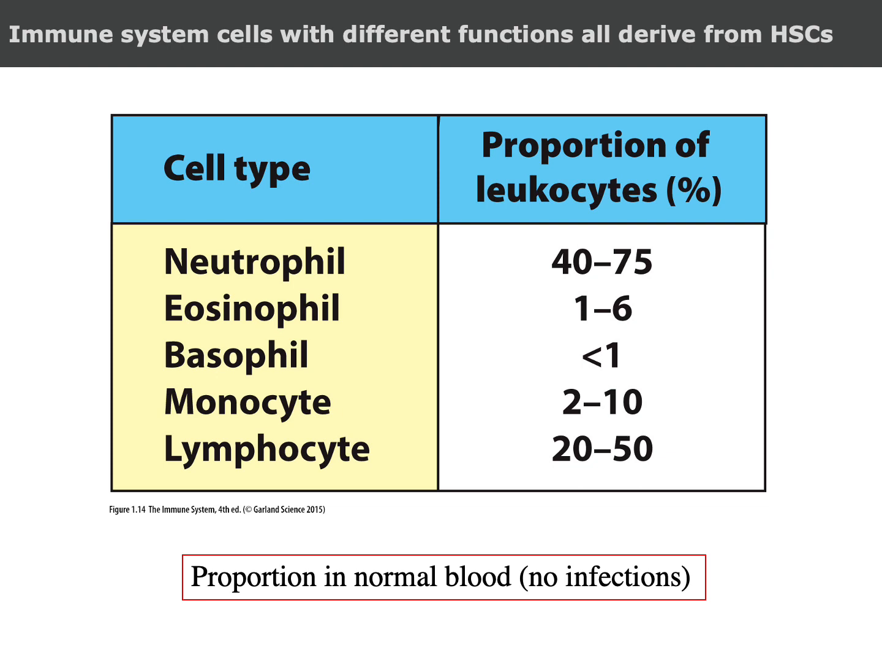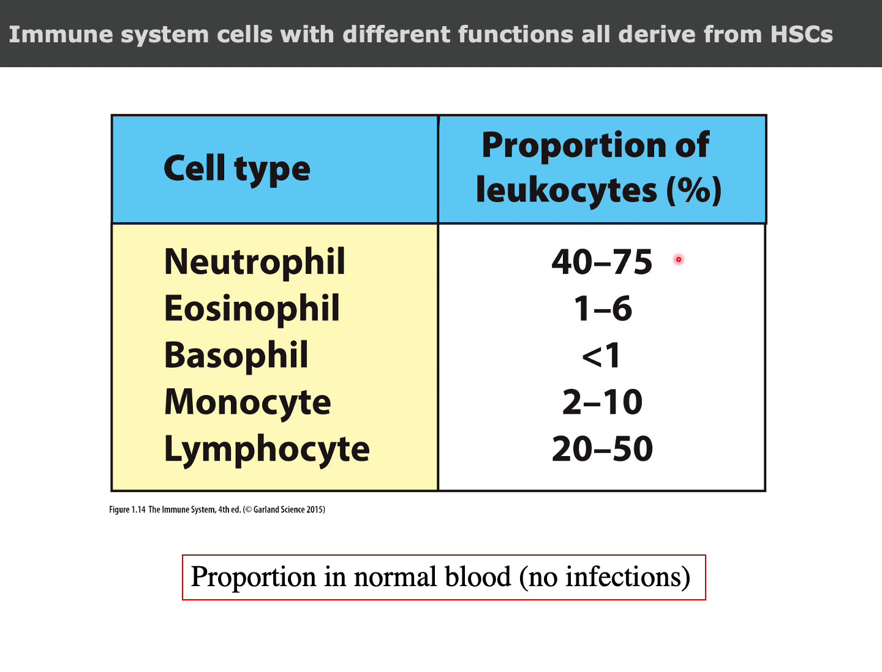Now, again, all of these cells derive from hematopoietic stem cells, but I do want to give you an idea of how prevalent they are, right? So this is the proportion in normal blood. This is not if you have an infection. Obviously, if you have an infection, these numbers are going to change, because your body's going to respond and make more. Let's say you have a bacterial infection, you're going to make more neutrophils. Let's say you have a parasite infection, you're going to make more eosinophils or basophils. But these are, in general, the numbers you should be looking at if you get a normal complete blood count, so CBC.